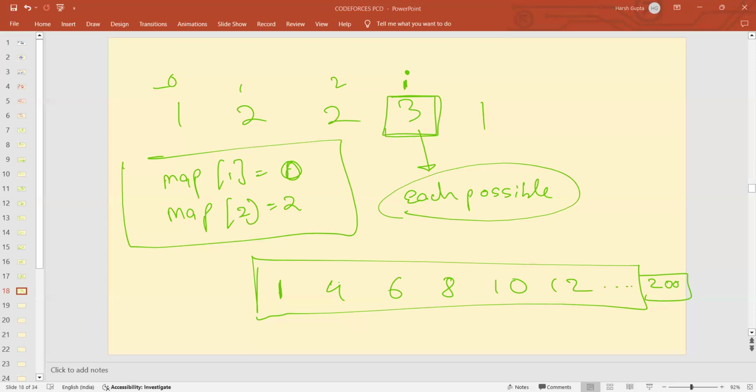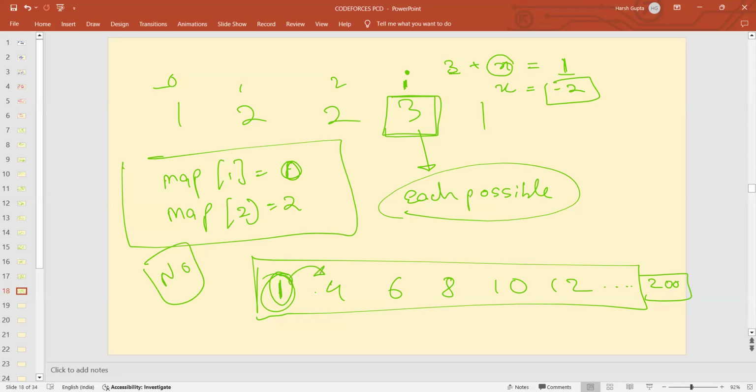Now I will go to each possible composite number and check, can I construct that composite number? First of all, I will go to 1. Can I construct 1 by using 3 and any of these numbers? How can I check that? If I want to construct 1, I want to add some number x to 3 and get 1. What should be the value of x? It should be -2, isn't it? So I will simply check, does my map contain -2? I will get no, my map does not contain -2. So I can't construct composite number 1.